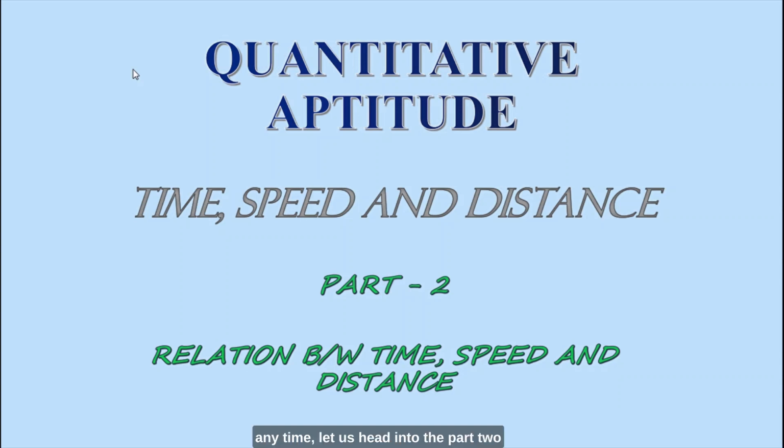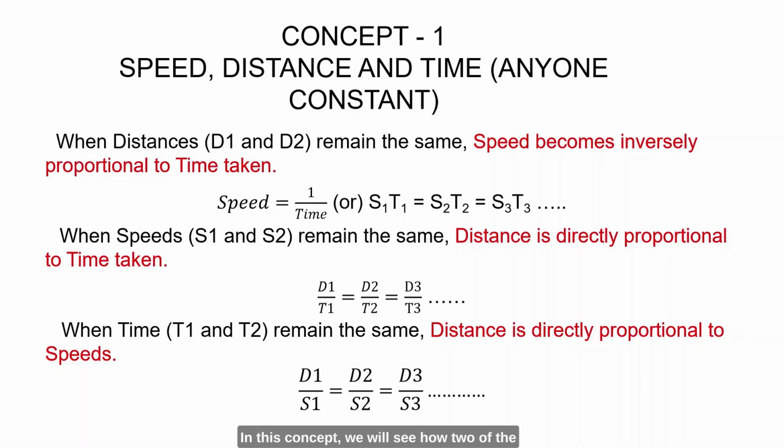Without wasting any time, let us head into the part 2 video of time, speed, and distance. In this concept, we will see how two of the three entities, that is speed, distance and time, are related with each other when any one of them remains constant. There are three cases in this concept. As per the first case, when distances d1 and d2 remain the same, speed becomes inversely proportional to time taken.